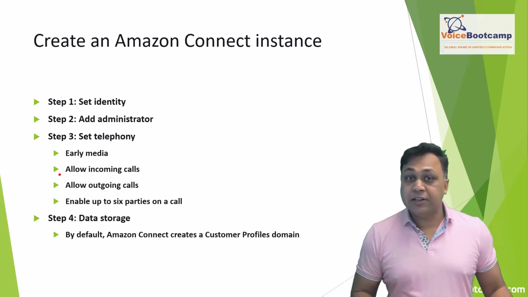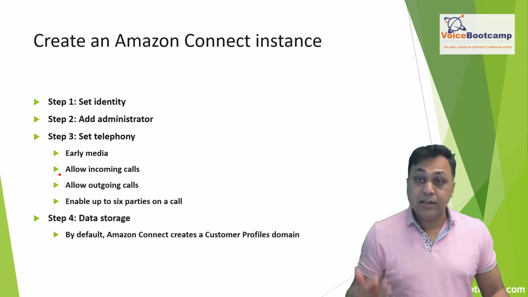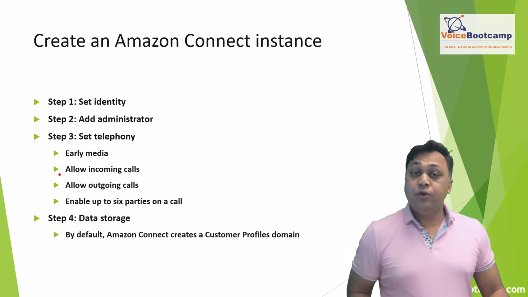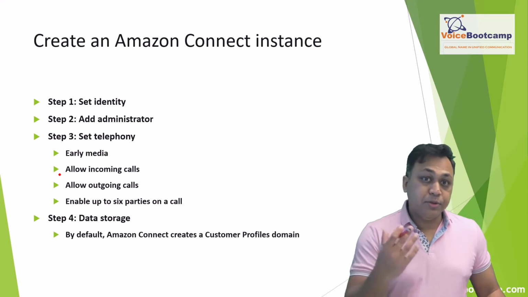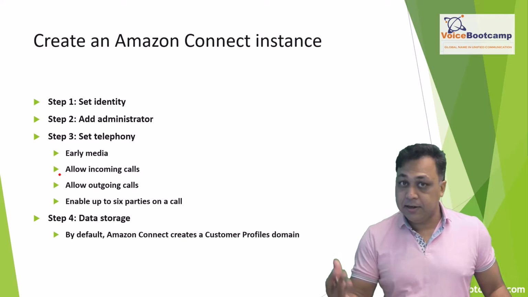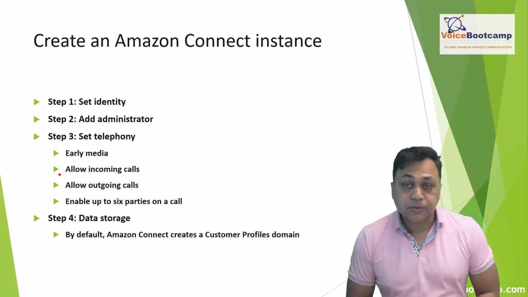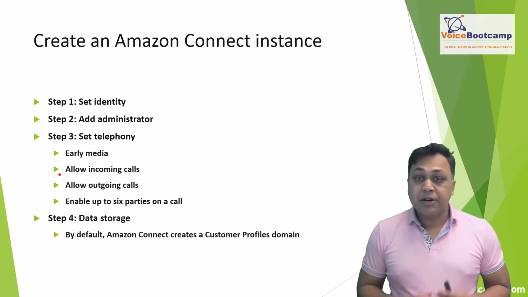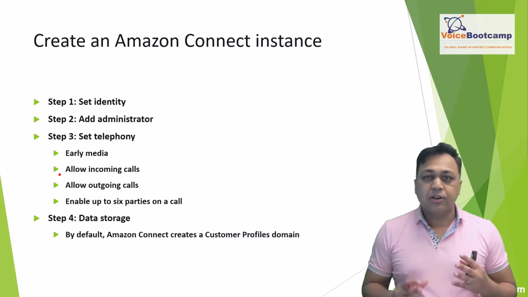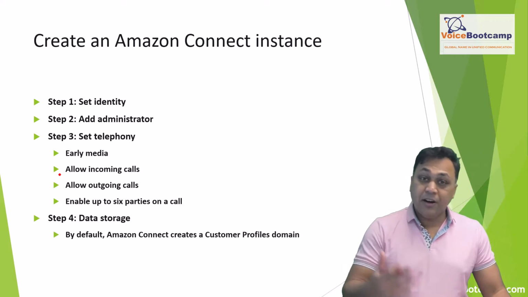Now, to configure a telephony option for your instance, you need to decide whether you want to allow inbound calls to your contact center. So you want to check allow incoming calls. If you want to provide outgoing calls for your agent or telemarketing, or you want to build a contact center for, let's say, a survey type of business, you need to enable outbound call options. Now, to enable multi-party calls, you can enable up to 6 parties in a particular call, like a kind of conferencing. Now, next step after you define the telephony stage is to define your storage.